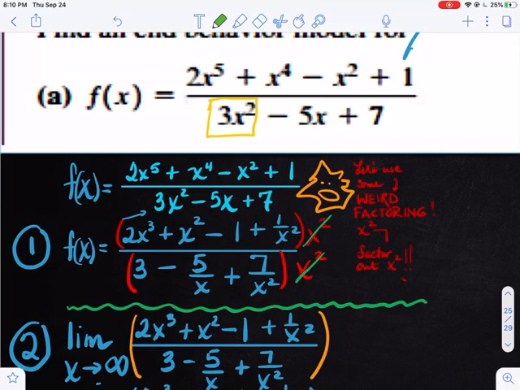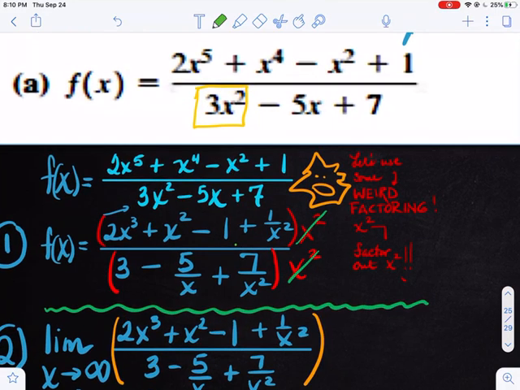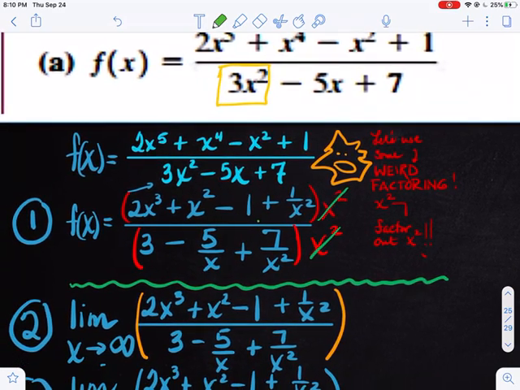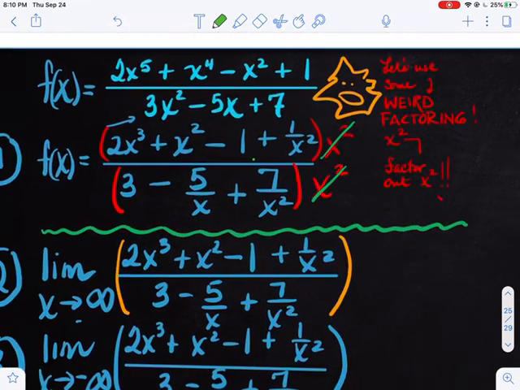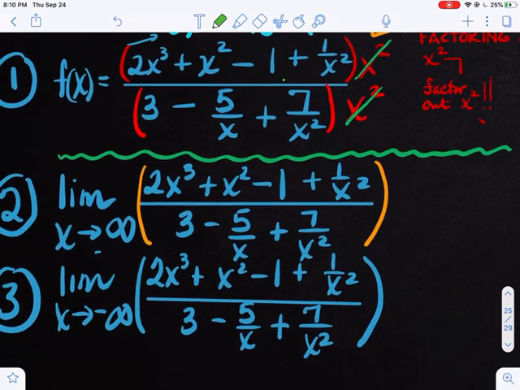Weird factoring. Ready? So if I factor an x squared out of 2x to the fifth, I'm left with 2x cubed. X squared out of x to the fourth, I'm left with x squared. Minus 1 plus 1 over x squared. When I factor out an x squared, it essentially means that you are dividing each term by x squared. And the denominator, I get what you see there, 3 minus 5 over x plus 7 over x squared. So this is, again, weird factoring. We're going to factor out an x squared. So we've done that. We're canceling the x squared, and now we have the following.